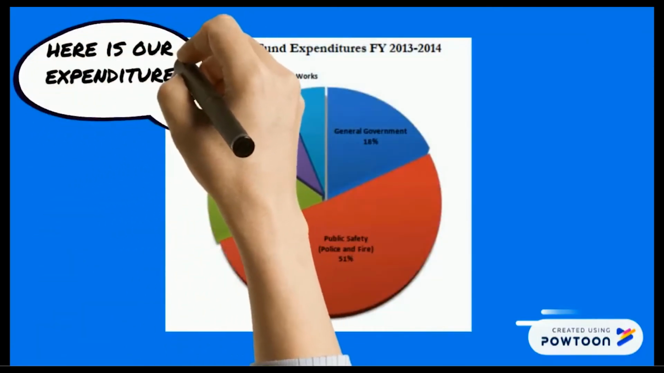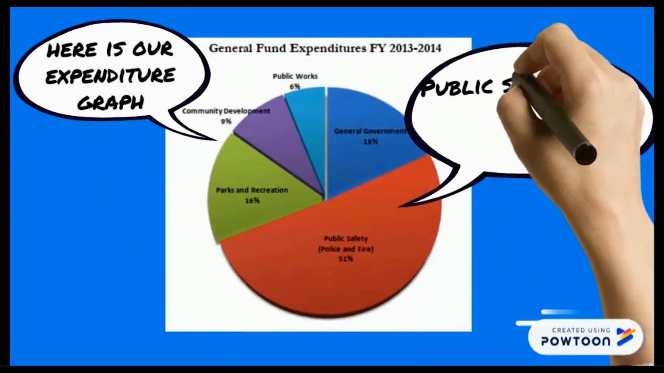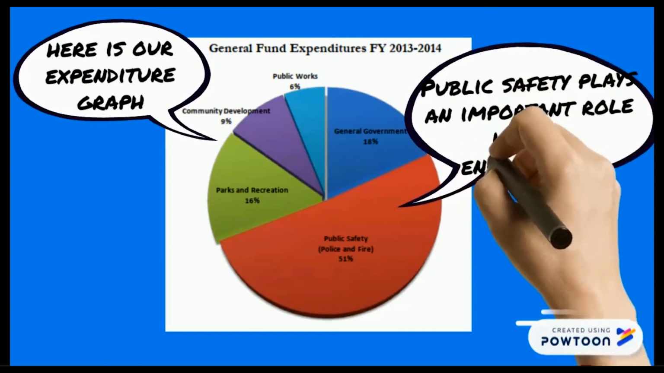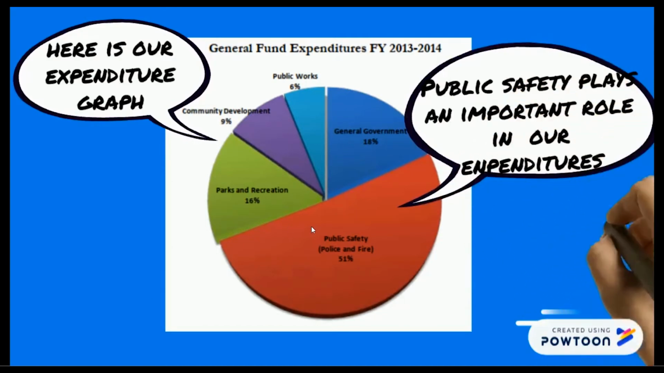Here we have the general fund expenditure chart. In 2013 and 2014, you can see that public safety plays a very important role in their expenditure. Each year it is approximately 50% or more, and that's huge money. So I will show you the ways they manage that money in the next slide.